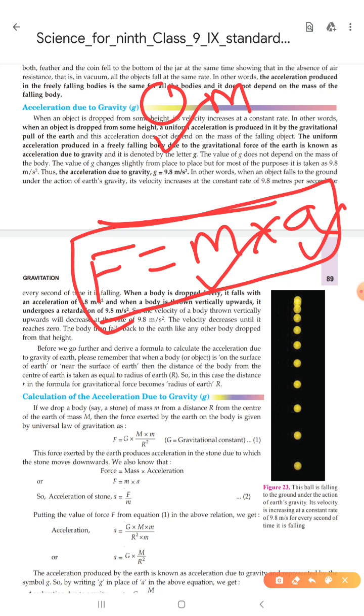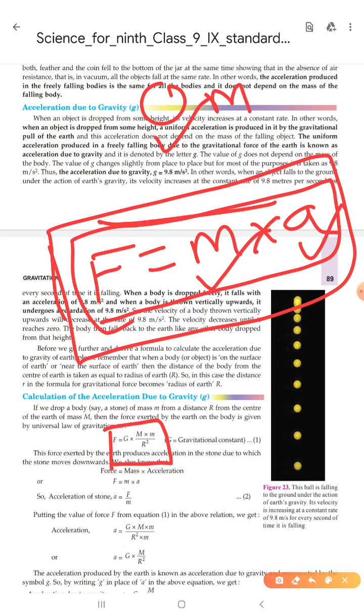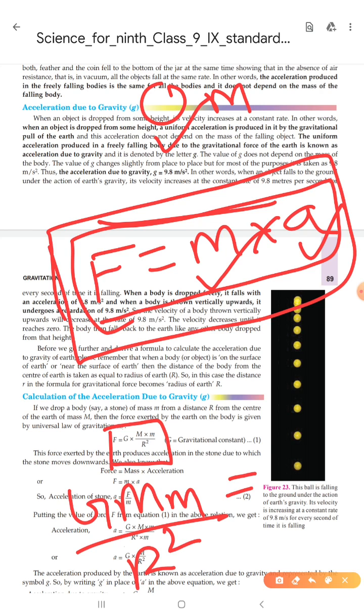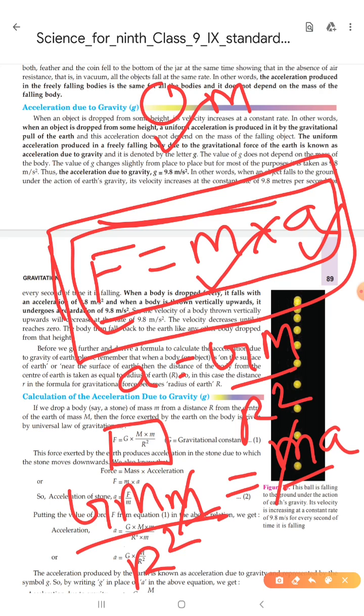I have already found the gravitational force, and from Newton's second law, that is F equals m a. Both should be the same, so we can equate the right hand sides. When we equate them, we get G M m upon r square equal to m into a. Got it? So this small m can be cancelled out, because this is the mass of the object. From here we can say a equals G M upon r square. This is the acceleration of that object.